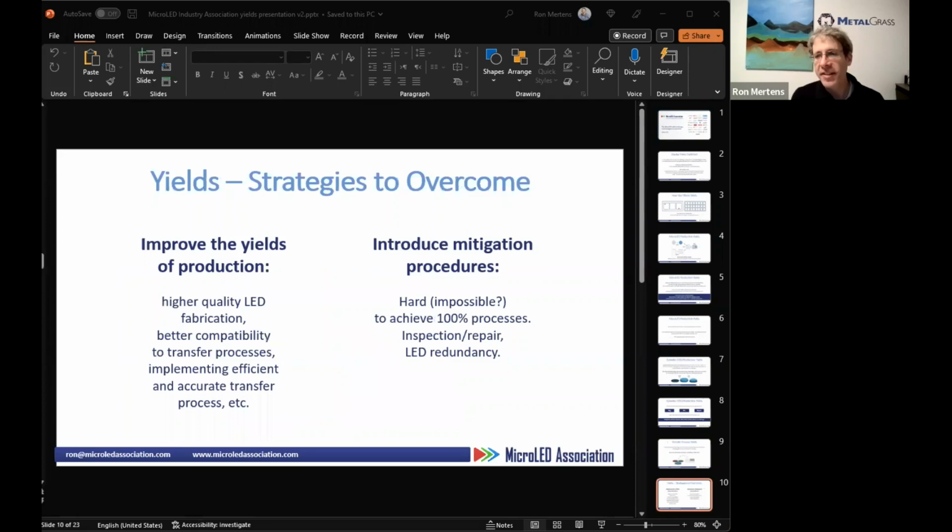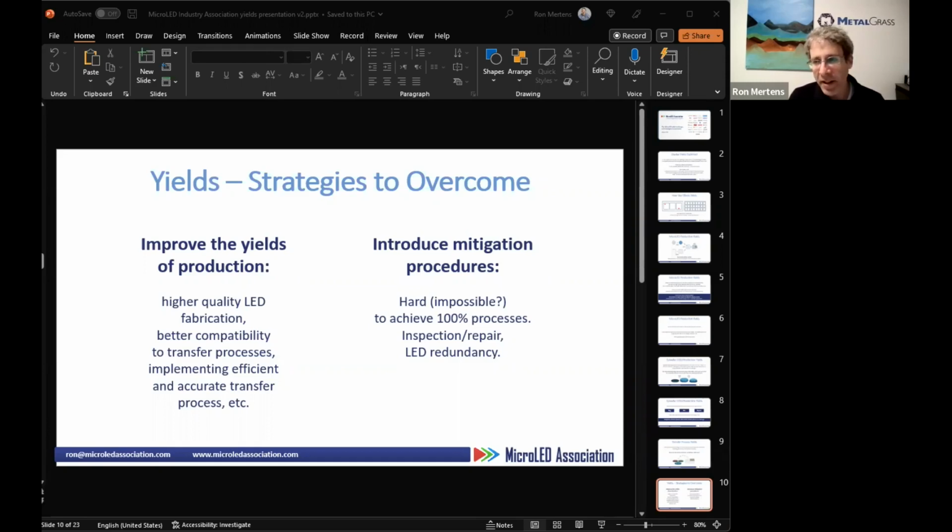So I think by now we understand that we're going to have defective and non-optimal LEDs on the source wafer, and also the transfer process may harm these LEDs. So even if we repair them on the wafer or choose not to pick them, we're going to end up with bad LEDs on the final display substrate.